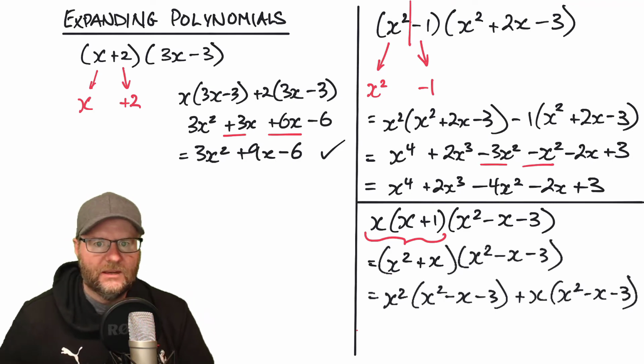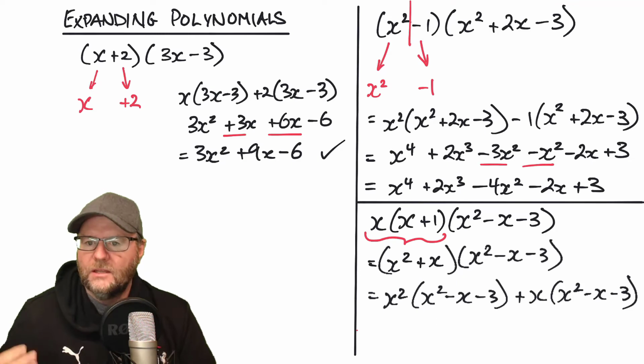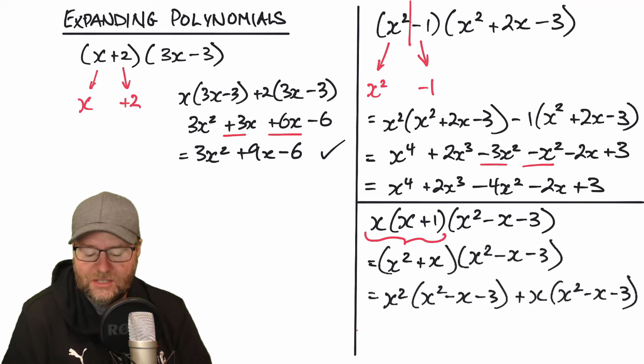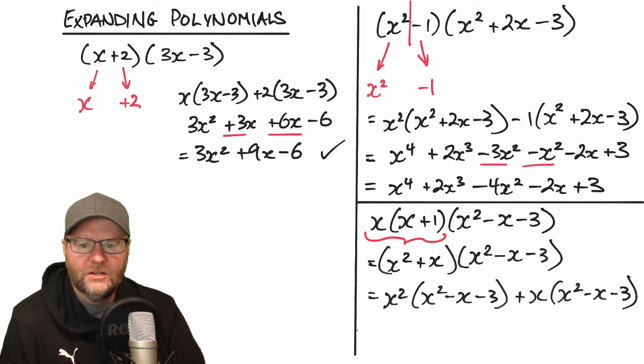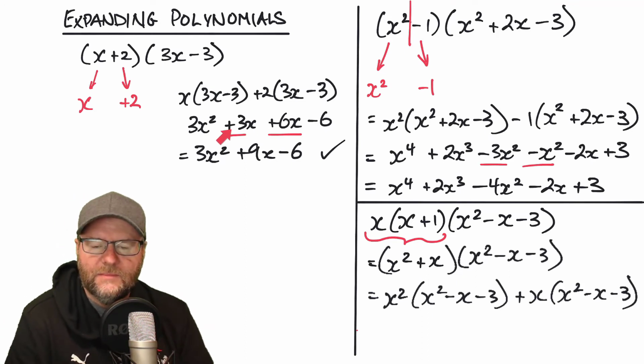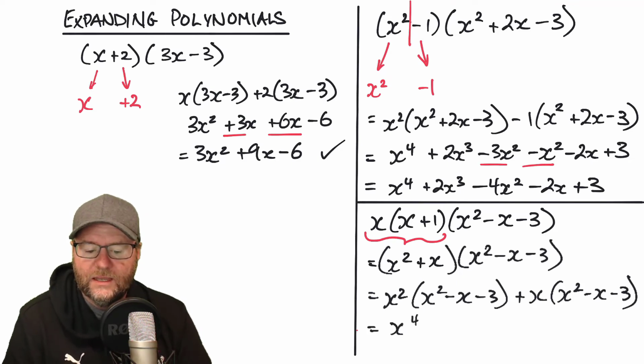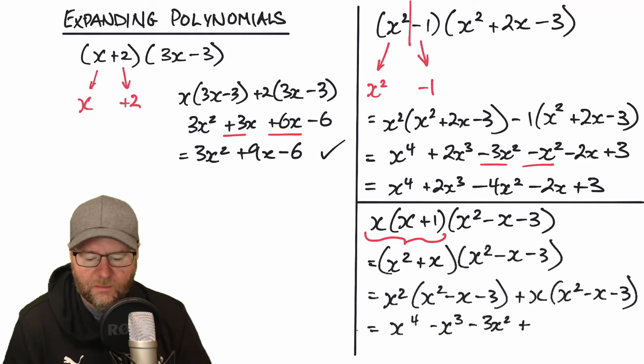You'll see with some of these they can get a bit long, but if you just work your way through it, crunch your way through it, everything's going to work out fine. So just take your time, try to avoid making silly mistakes like I did back here, and you will be good. X squared times x squared gives me x to the 4. X squared times a negative x gives me a negative x cubed because it's a positive and a negative, so my answer will be a negative. And negative 3x squared.